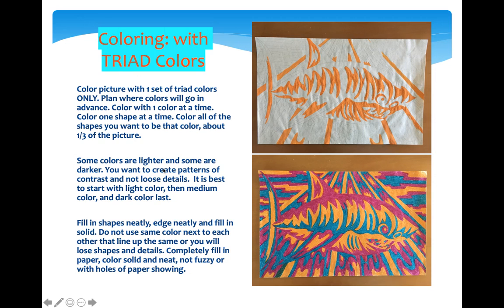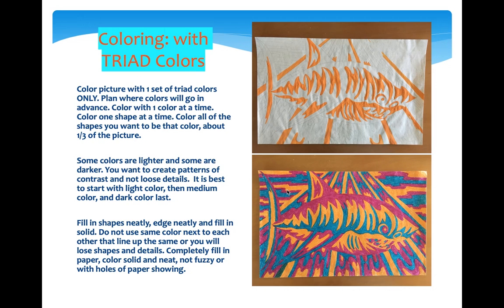Then I moved on to the next color, which is the medium color, and then the dark color. Remember, some colors are lighter and some are darker, and this will help give you the appearance of highlights and shadows, give your drawing a pattern, unity, and contrast, which is what you want to have. You want to create patterns of contrast and not lose the details. It's best to start with the light color, then the medium color, and the dark color last. And I can't emphasize this enough. I have kids that hop around, skip from one color to the next, and then they run out of places to put things because they didn't have a plan.